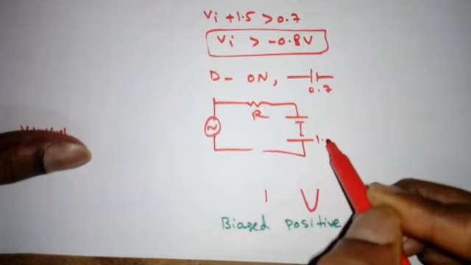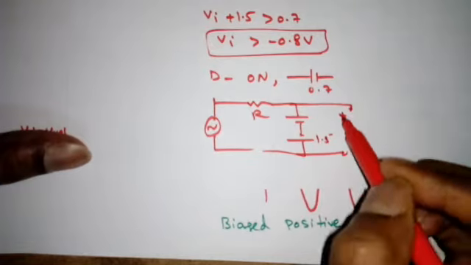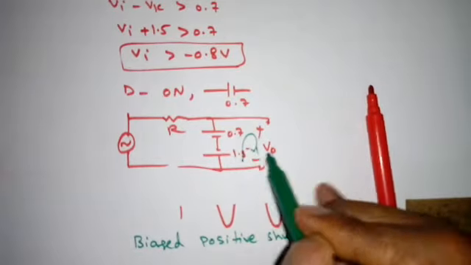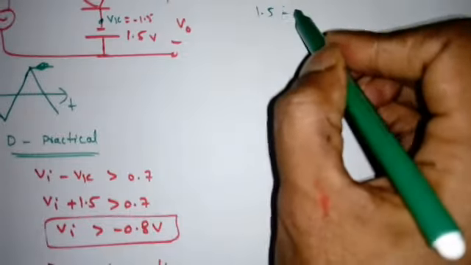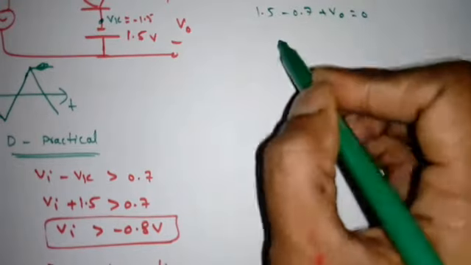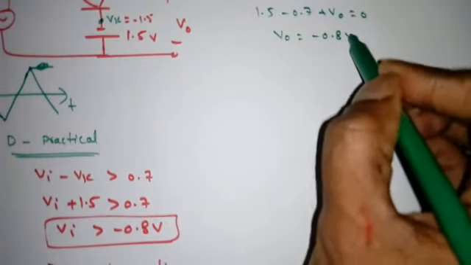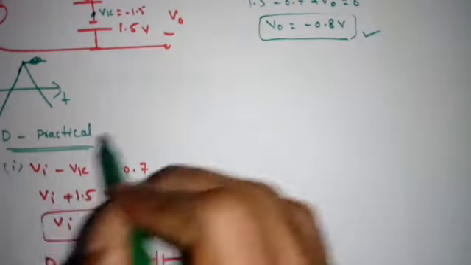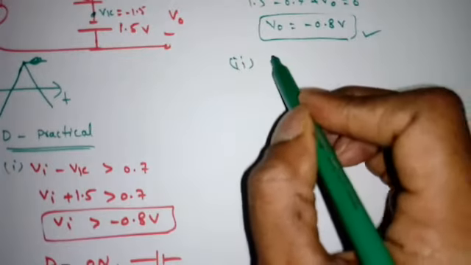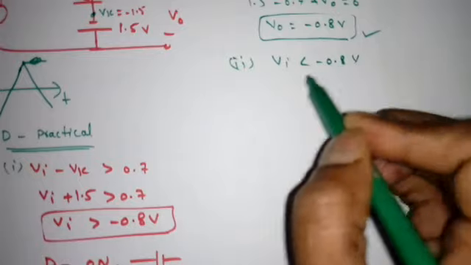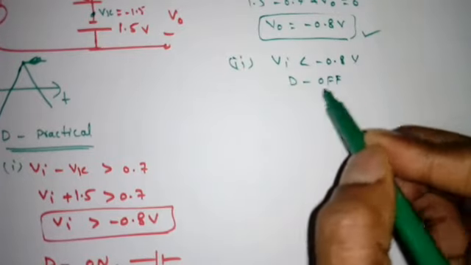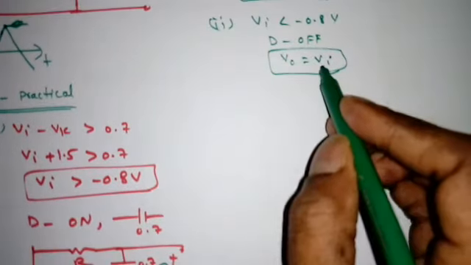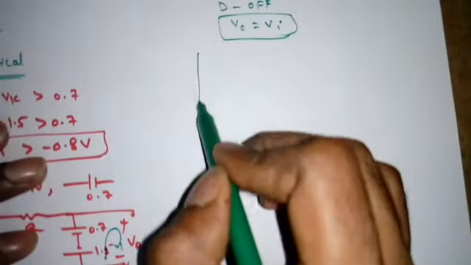This is 1.5. Now tell me what is V naught? This is 0.7. Apply KVL. 1.5 minus 0.7 plus V naught is equal to 0. So what is V naught? Minus 0.8 volt. Right? Now the second condition. This is the first condition. The second condition is just opposite. When Vi is less than minus 0.8 volt, diode D will be off. So what is V naught? Simply Vi. Right? So for negative half cycle, we'll get V naught is equal to Vi.